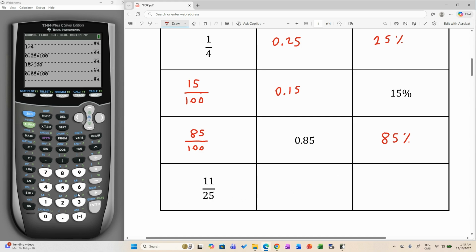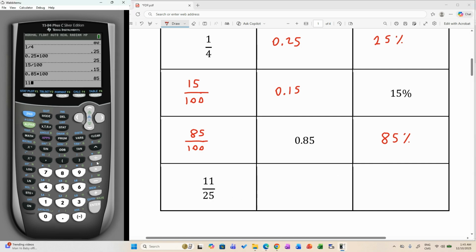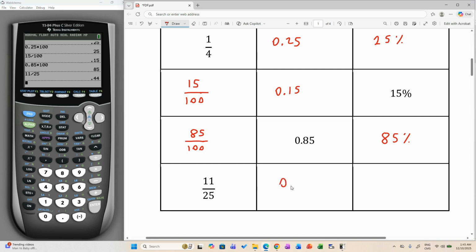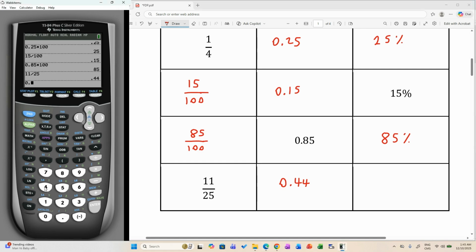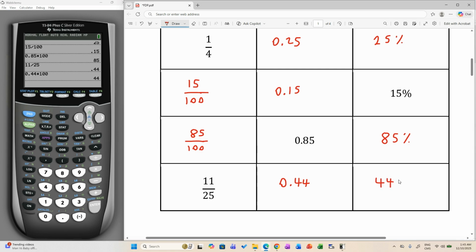Now that's 85%. Now, for 11 over 25, I simply type in 11 divided by 25. I'm going to get an answer. That's 0.44. Hence, my decimal is going to be 0.44. Okay, great. So now to change that to a percent, I simply type in 0.44 and I times it by 100. I get an answer, and then I simply add a percent sign at the end, and I get 44% here. So hopefully that gives you an idea of how to change between fractions, decimals, and percent when you have a calculator.